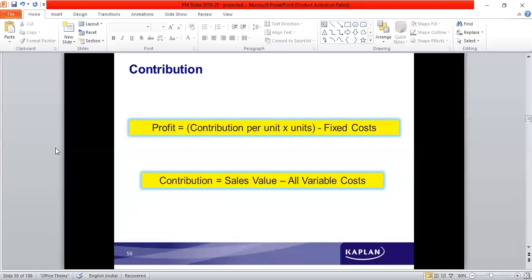So under cost volume profit analysis, the first equation which is given to us is what is contribution. Contribution is equal to sales minus variable cost. Sales minus variable cost is contribution. Contribution will recover fixed cost. Contribution minus fixed cost is equal to profit.